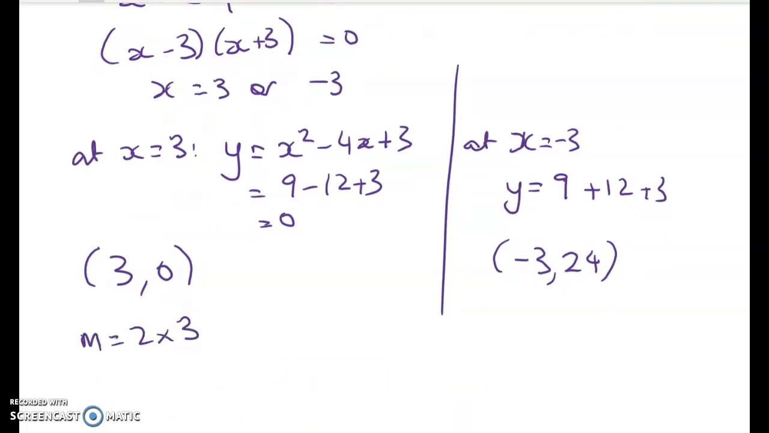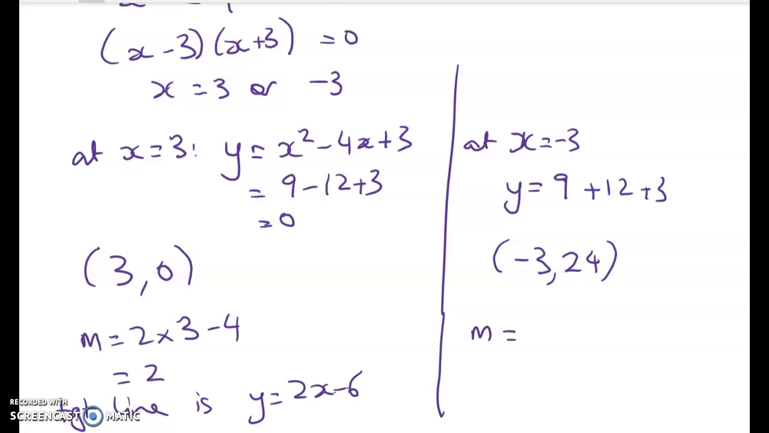So m is equal to 2 times 3 minus 4, which gives me 2. And the line is, I don't know if we were asked for this, but the tangent line will be y equals 2x minus 6. Similarly, for m over here, we've got a gradient of 2 times -3 minus 4, which is -10.